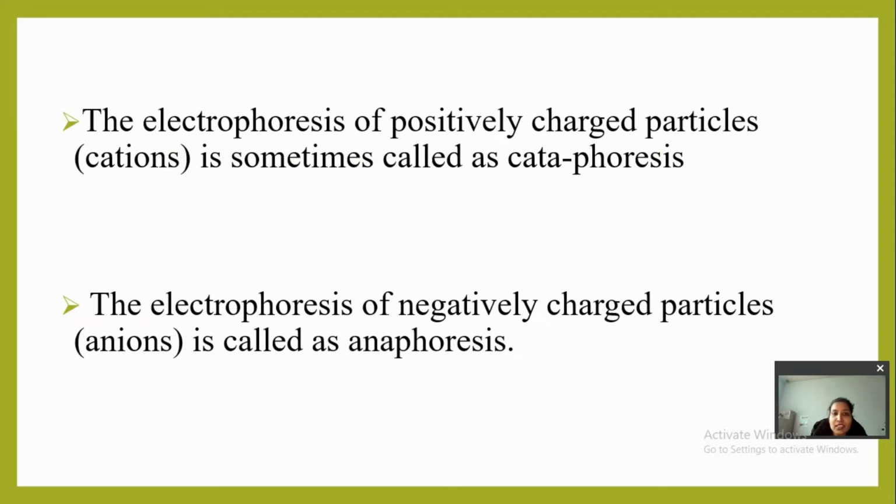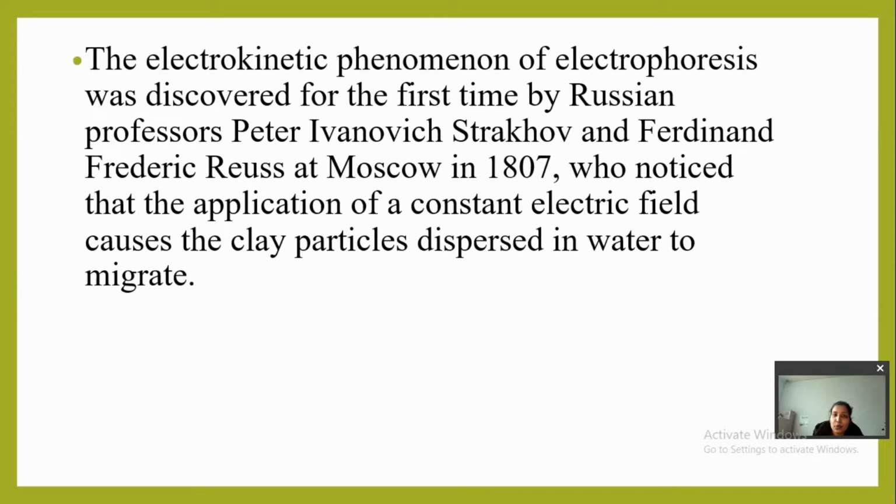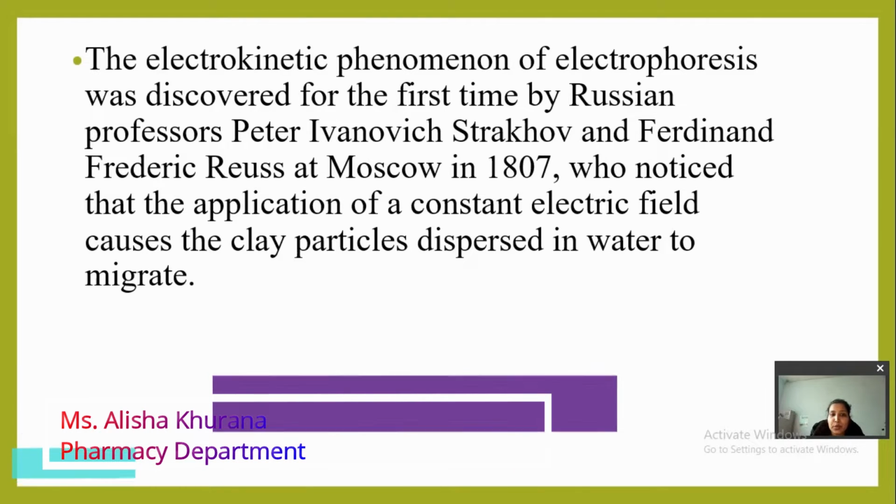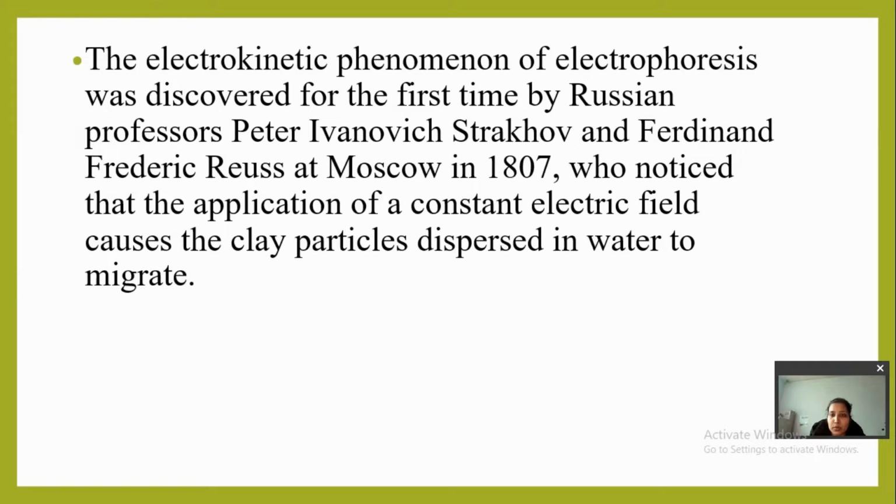Electrophoresis is of two types based on the ions. The electrophoresis of positively charged particles, cations, is sometimes called cataphoresis, and the electrophoresis of negatively charged particles, anions, is called anaphoresis. The electrokinetic phenomenon of electrophoresis was discovered for the first time by the Russian professor Peter Andrews at Moscow in 1807, who noticed that the application of a constant electric field causes clay particles dispersed in water to migrate.